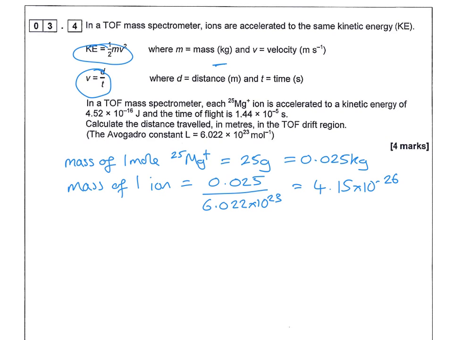Now we've got the mass of 1 ion, we can work out the velocity. So I'm going to rearrange the equation from the top to work out velocity. Now I've been given kinetic energy in the question, so I can put that straight into the calculation. And I've just worked out the mass of 1 ion, so I can put that in as well.